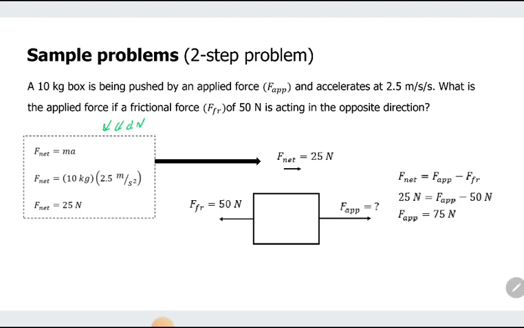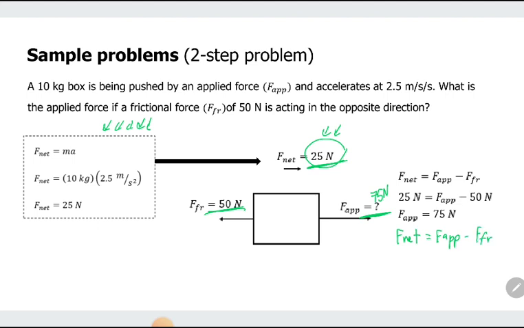So this is just from the previous slide, the computation for the net force. Ang lalabas na net force is 25 newtons and meron akong 50 dito sa kaliwa, ano yung force na dapat dito sa kanan? What should be the value of the applied force, such that if deducted by 50, it will result in a net force of 25 newtons? So 75 minus 50 will give me 25 newtons. So net force is equivalent to applied force minus frictional force.